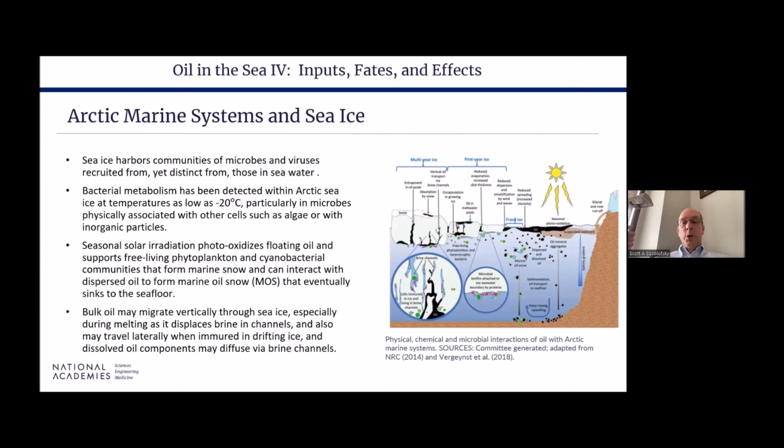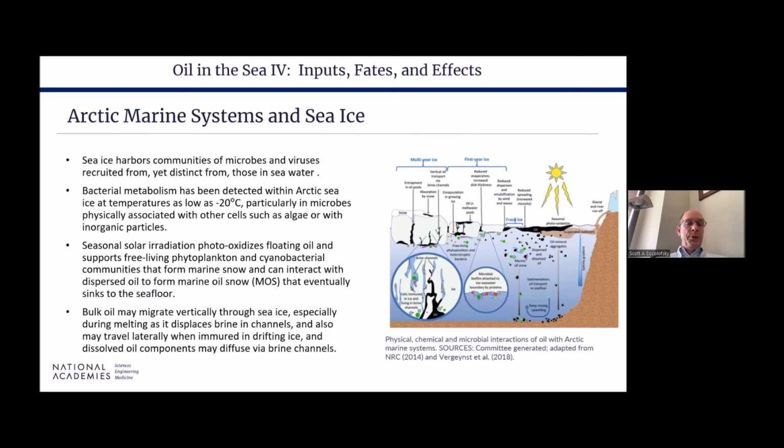And these can be distinct from those in seawater because of the way that ice forms with seawater, ejecting the brine and then changing the salinity of the water in the ice, as well as the salinity of the water in the melt ice around the ice, and the temperature. Bacterial metabolism has also been detected at temperatures as low as minus 20 degrees C, particularly in microbes physically associated with other cells, such as algae or inorganic particles. So whereas maybe we earlier thought that biodegradation would not be an important process in the Arctic, it may now be recognized that it certainly could be in certain environments.